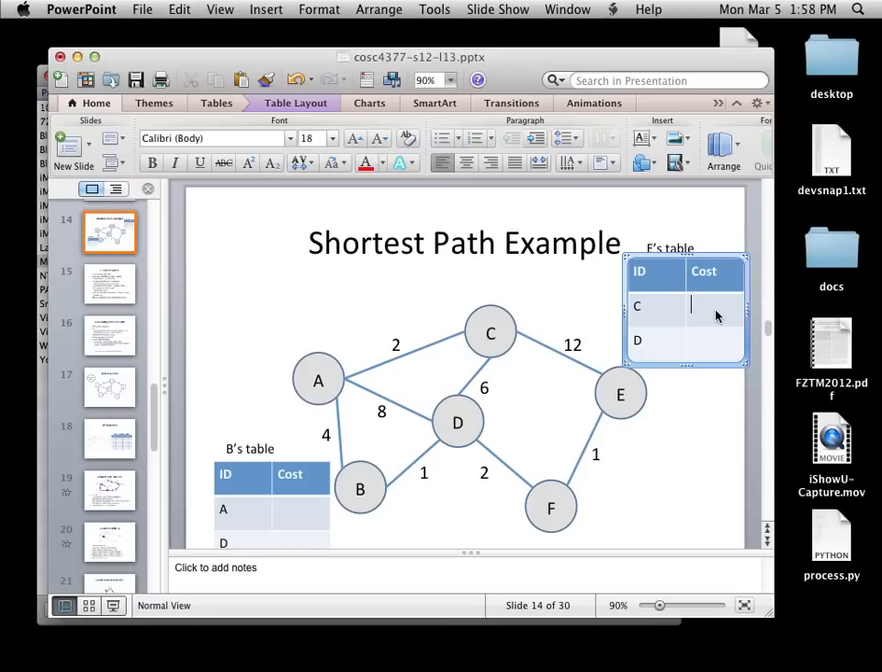Okay, so it should be 9 because if we go to F and to D and to C, even though it looks like a longer path, it's actually shorter according to that cost metric. It's 9. Compared to sending a packet directly, which would cost us 12. Okay, so it should be 9. Let's type 9 here. How about down here?